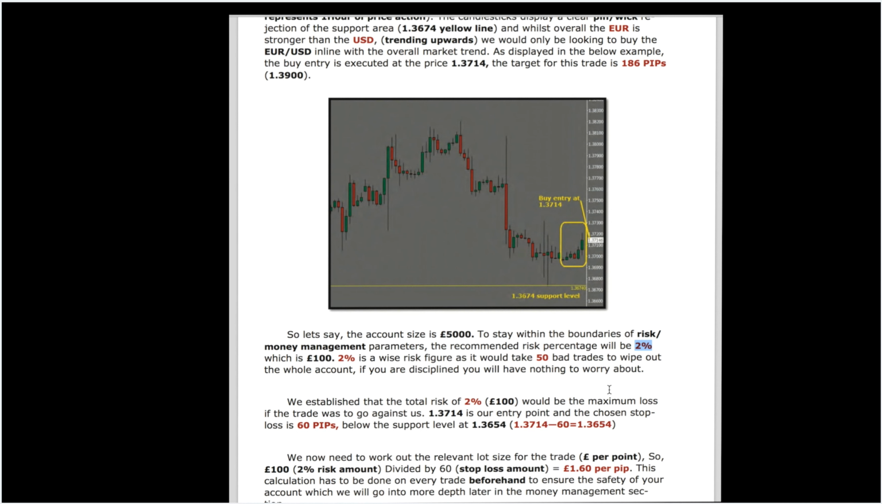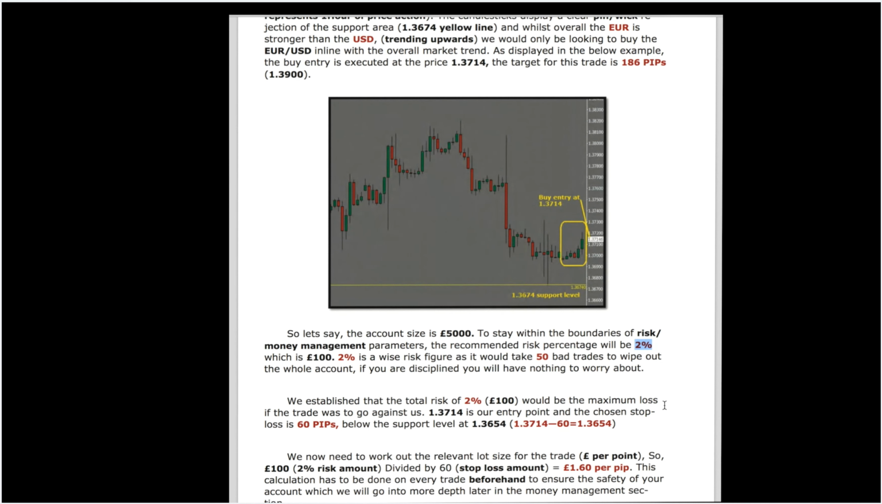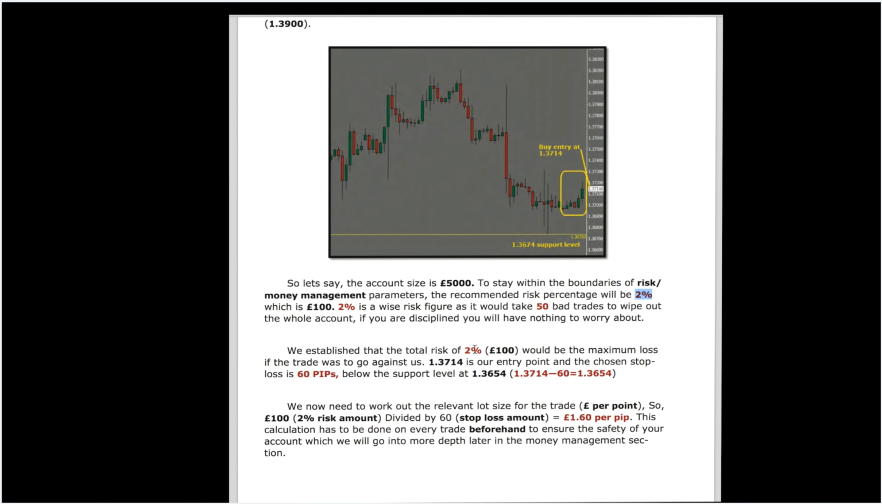2% is a wise figure, as it will take 50 bad trades to wipe out the whole account. Now, if you stuck with the risk parameters and the money management parameters right here, and even if you flipped a coin, I don't think you will get 50 bad trades in a row unless you're extremely, extremely unlucky. Now, we've established the total risk, which is £100.